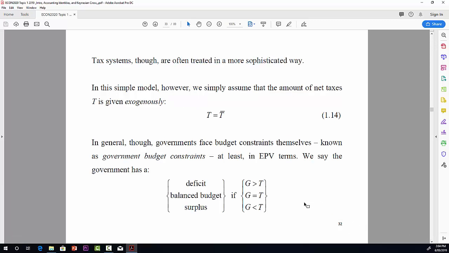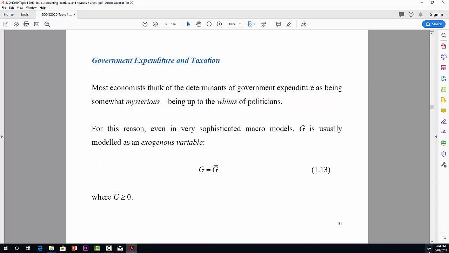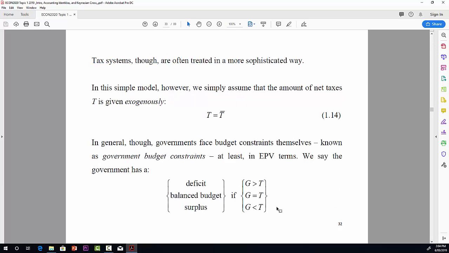However, tax systems usually are treated in a more sophisticated way. In this model, however, we're going to assume that there's some fixed amount of net taxes given exogenously, T bar. Again, this will be relaxed. In particular, it will be relaxed in your first assignment.